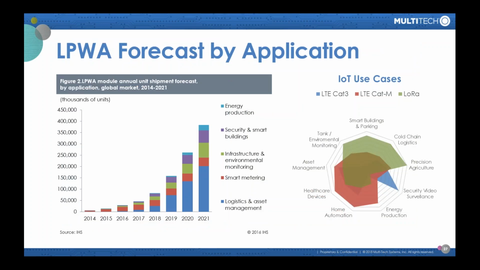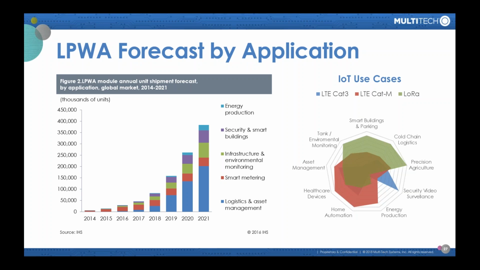So here is another slide. It does a couple of things. It talks about the forecast for industries for the different shipments, and you can see everything's growing, especially starting in 2019. But you see good growth here. But then you see the industries that are going to start using these LPWAN technologies.